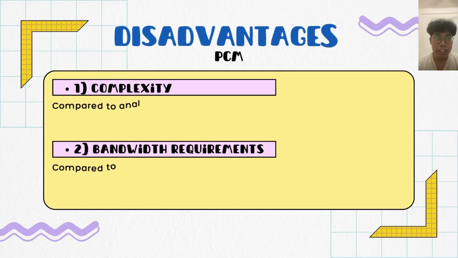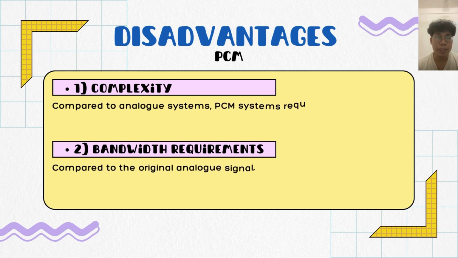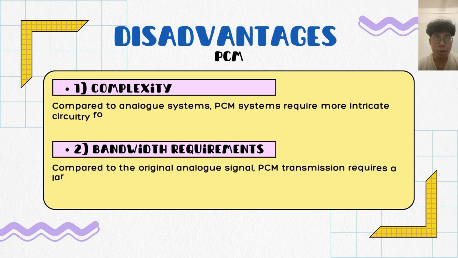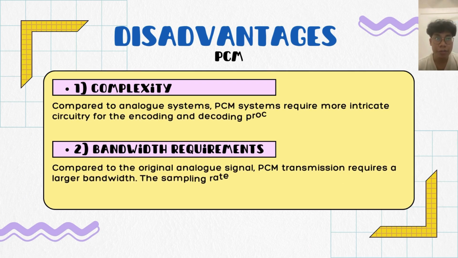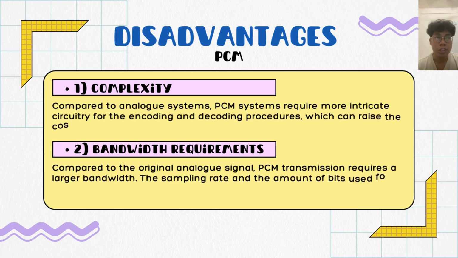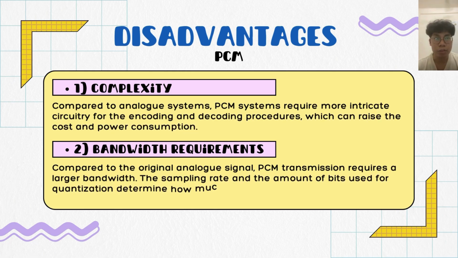However, the disadvantage of PCM is its complexity. PCM systems require more intricate circuitry for encoding and decoding procedures, which can raise the cost and the power consumption. Next is its bandwidth requirements. The transmission of PCM requires a larger bandwidth. The sampling rate and the number of bits used for quantization determine how much bandwidth is required.